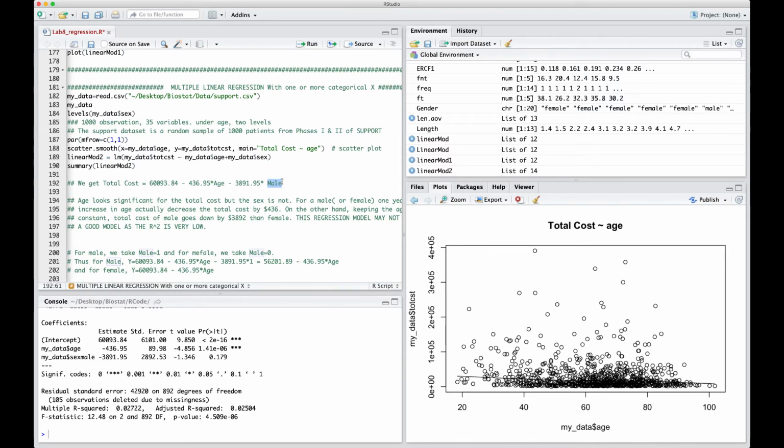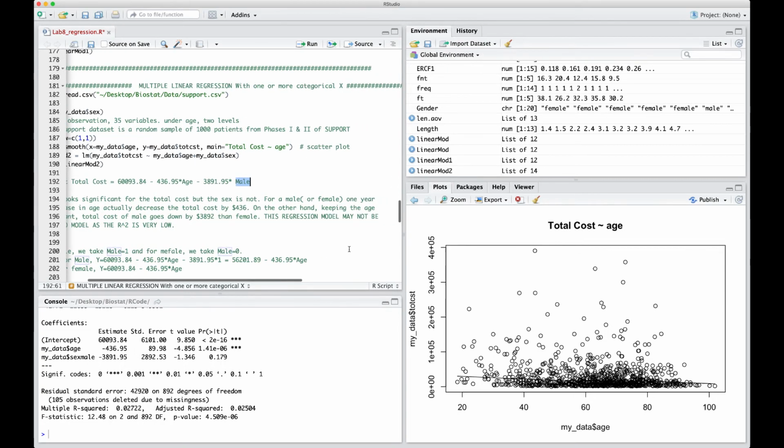Then female. So what does that mean? If you are talking about male, you will take this as 1. For female, this will be 0, right? So for female, the model will look like just this one. For the male, the model is the whole thing. If you take male equals 1, then the total cost will go down by that number. But if you take that gender is female, that is male equals 0, then in that case the whole term will be 0. So the total cost will be up for female and down for male.